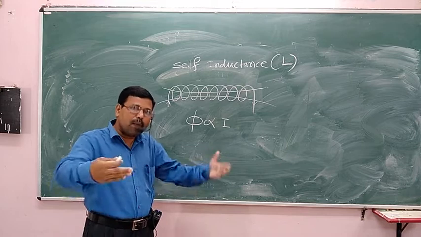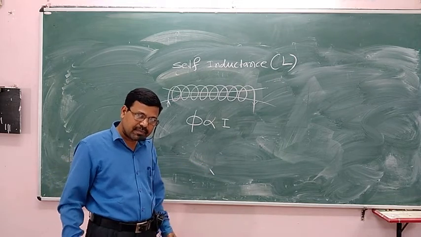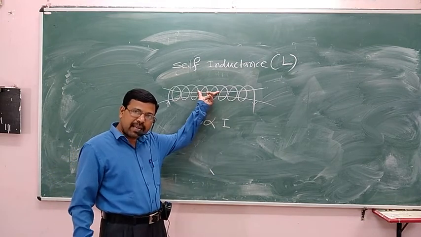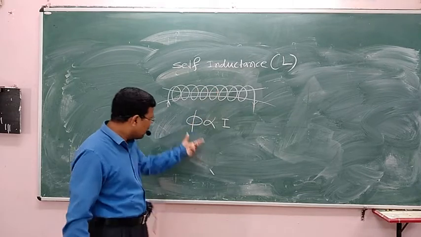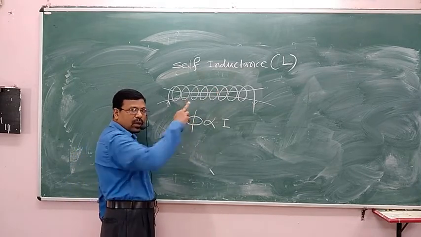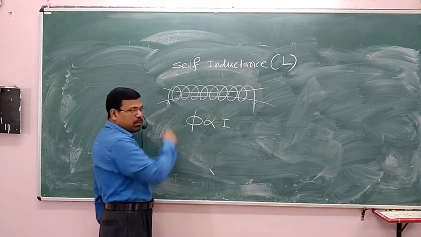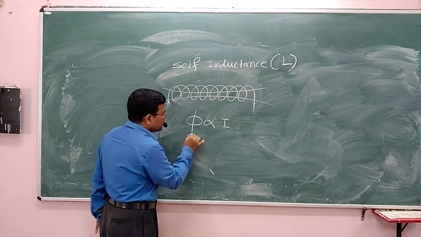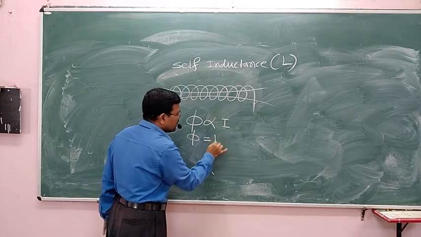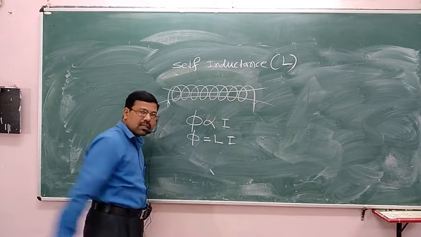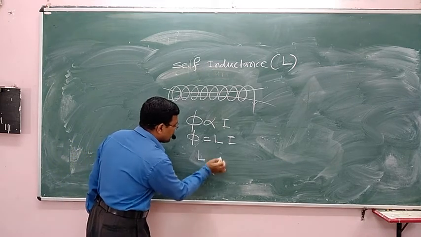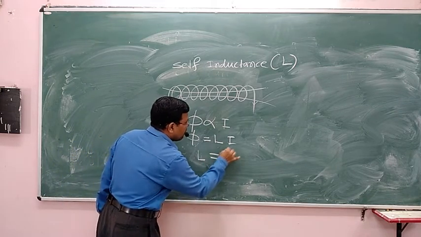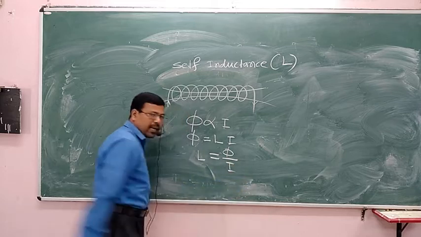Inertia means to oppose the change. The back EMF, the induced EMF, opposes the change in flux. The flux linked with the coil is directly proportional to current, and flux is equal to some constant into current. This constant is known as self-inductance, and the self-inductance is the ratio of flux to the current.